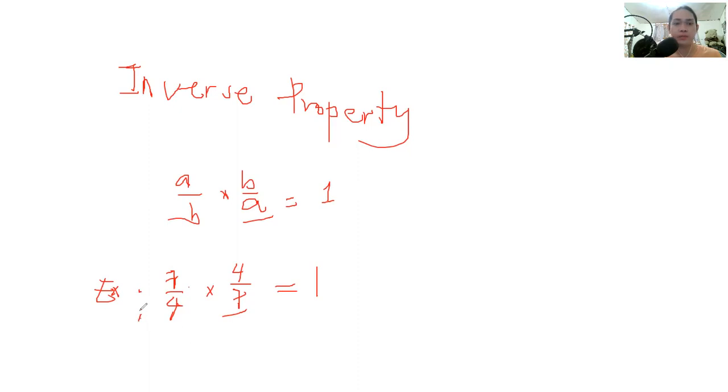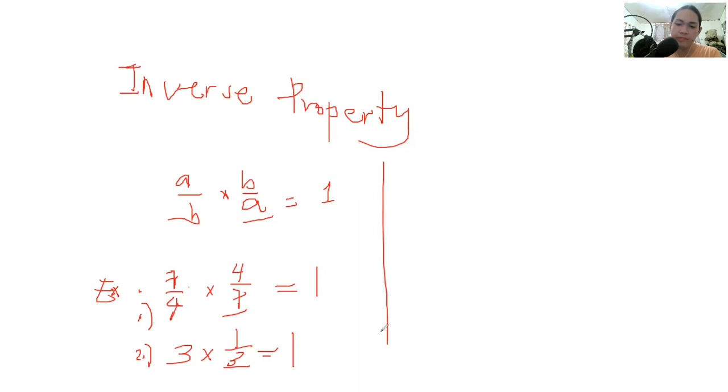What about this one, number 2? 3. What is the multiplicative inverse of 3? Of course, it's the reciprocal, 1/3. That gives you 1. Okay? So that is under multiplication. What about for addition, sir? Yes. What about for addition?